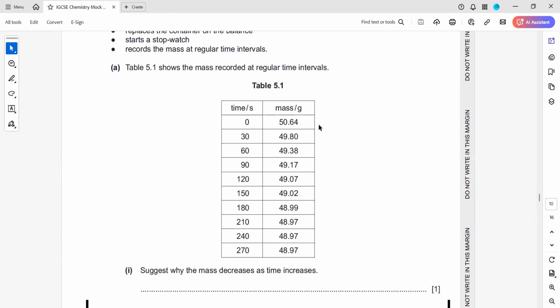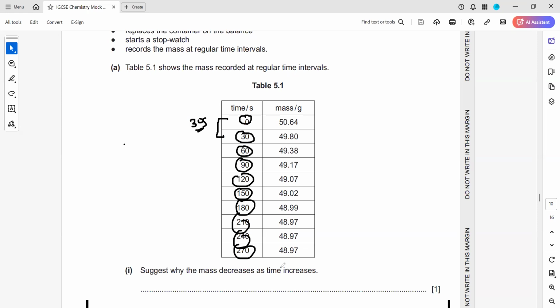If you see, when we are recording this, we are recording the time interval. First, in the beginning, we record the mass. Then after 30 seconds, we record the mass. Then after 60 seconds, we record the mass. After 90 seconds, 120, 150, 180, 210, 240, and 270. So we are recording the change in the mass after every 30 seconds.